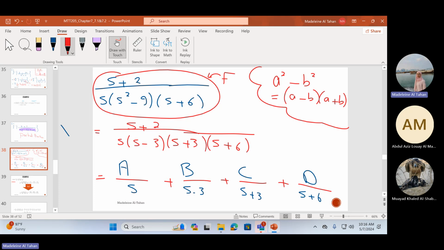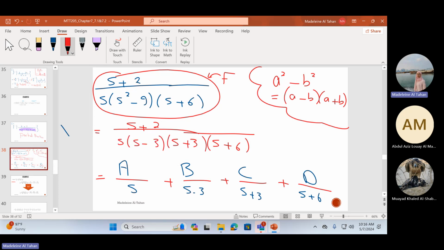Any questions so far? What's our aim to find? A, B, C, and D. But look at this one. Are we able to evaluate the inverse Laplace of this one? Do we have problem in 1 over s? Do we have problem in 1 over s minus 3? 1 over s plus 3, 1 over s plus 6. All of these we know their inverse Laplace. Only we need to find constants A, B, C, and D. Now, what I usually prefer to do is to find the inverse Laplace in terms of A, B, C, D first, and then evaluate these. But now I will teach you how to find A, B, C, D in an easy way.